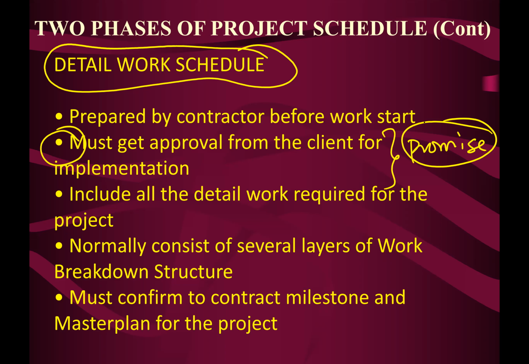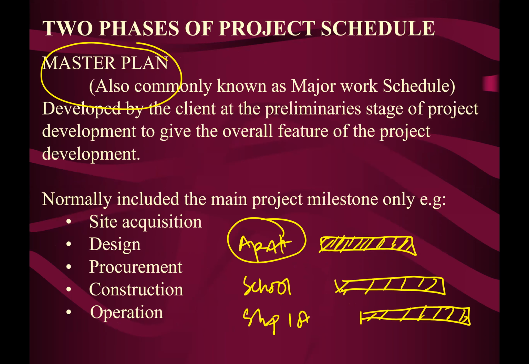The client always likes it when you complete the project in accordance with the contract period. It includes all the detailed work required for the project, normally consisting of layers of WBS. So you need to remember this word because we are going to mention it again and again. Work breakdown structure must conform to the contract milestone and master plan of the project. For sure, the detailed work schedule is based on the master work program. It is just the breakdown.